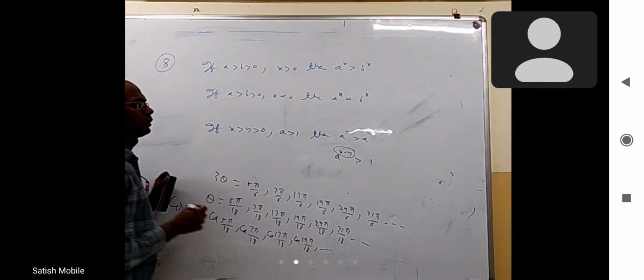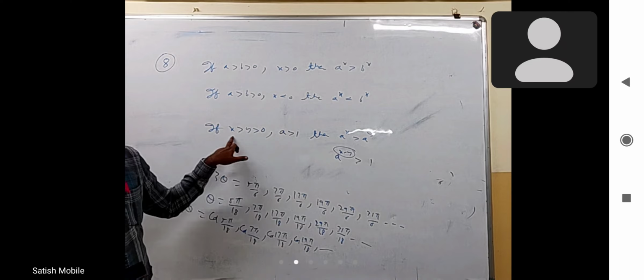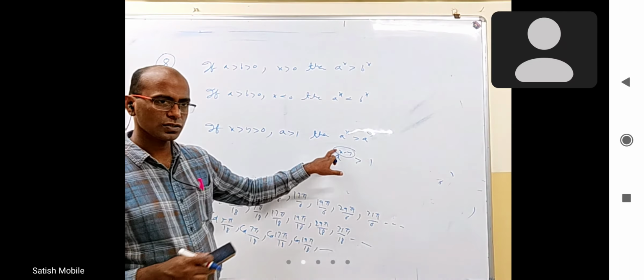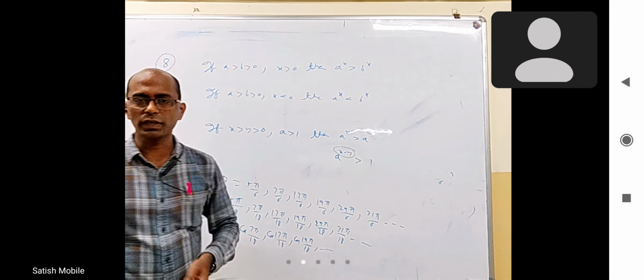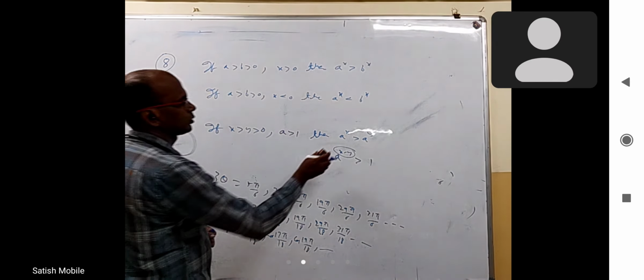Now, x minus y is positive, correct? x minus y is greater than 0. If A is more than 1, fine. But if A is less than 1, for a positive number, it will not be greater than 1, right? Okay. So, this is a requirement.